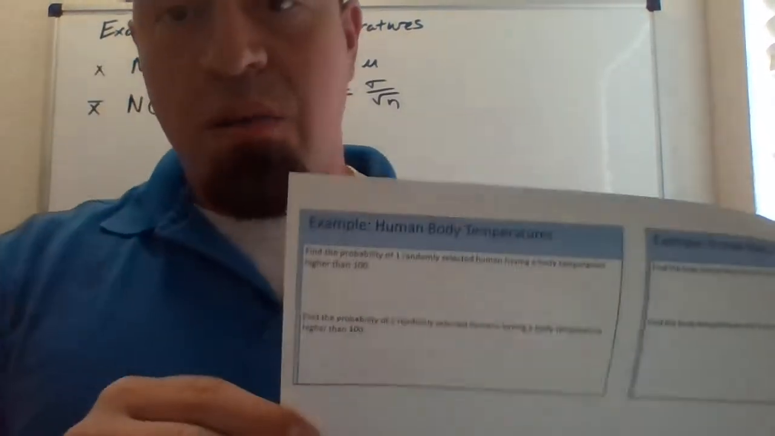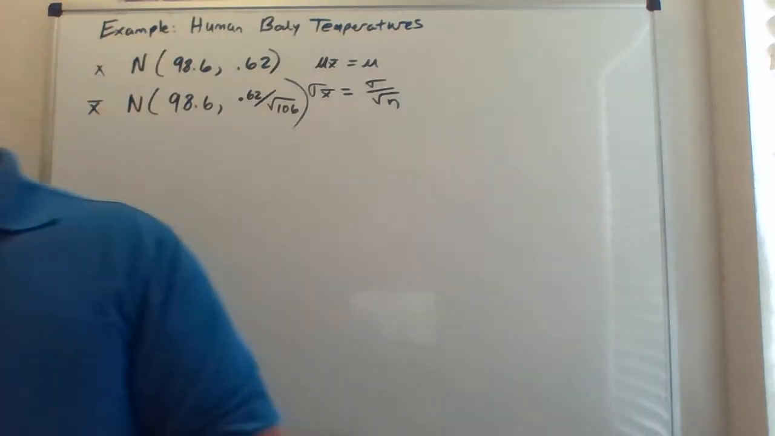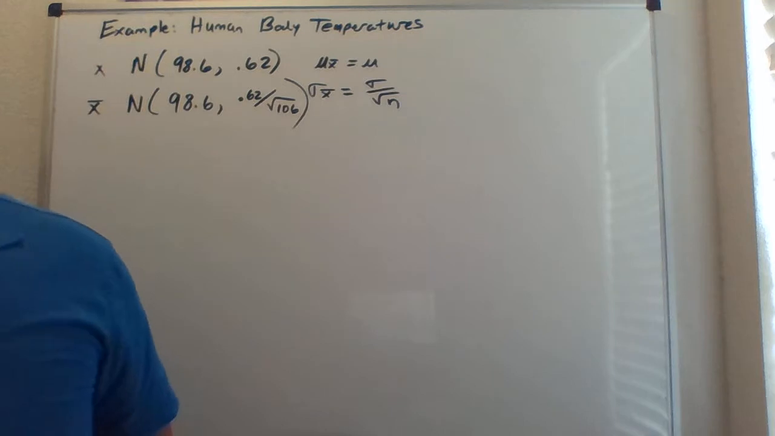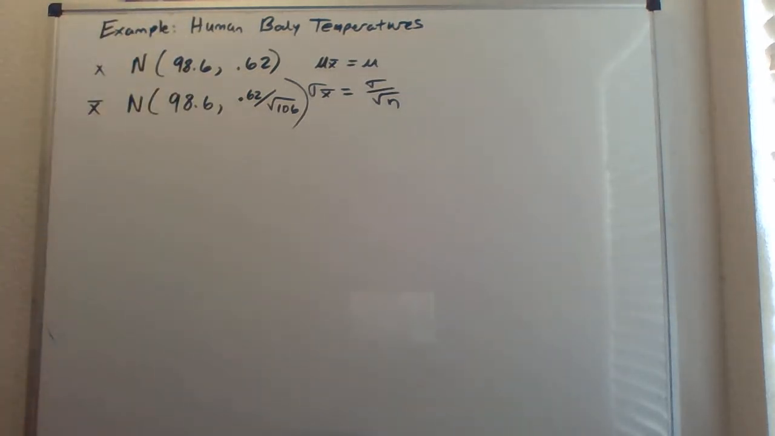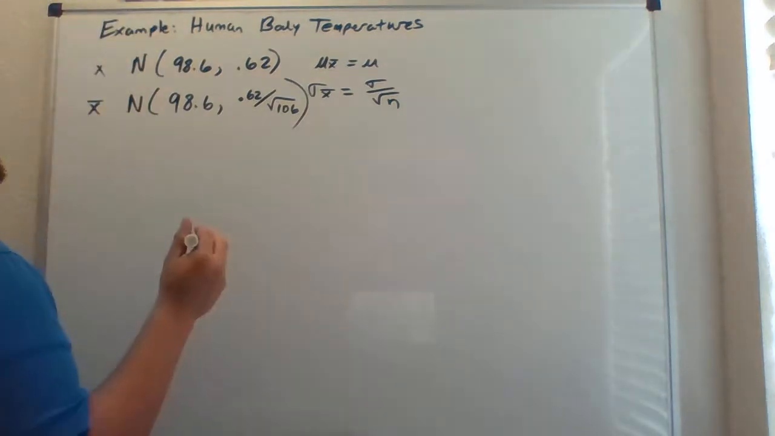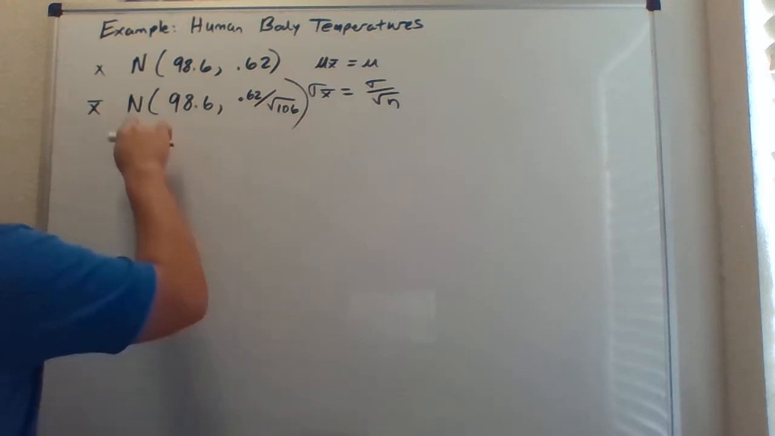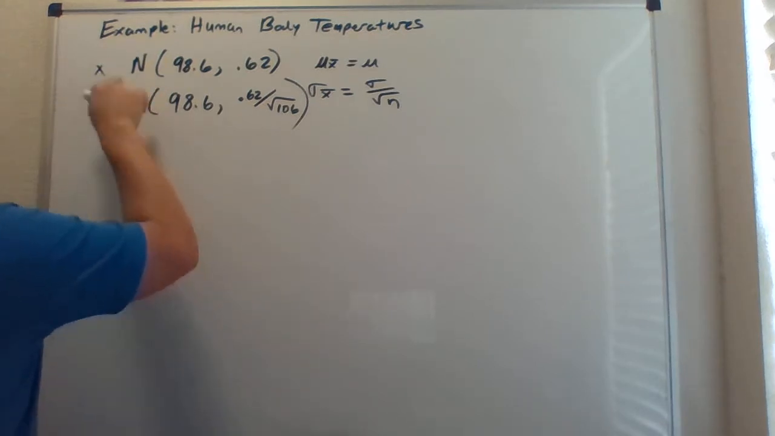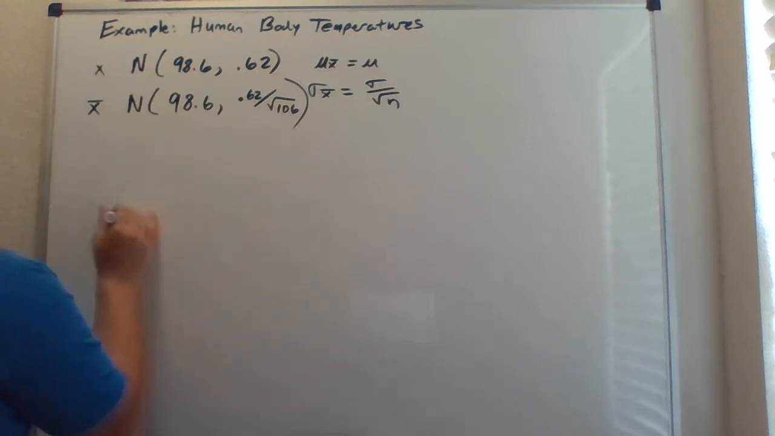Okay. So now I'm on this slide. So we're going to find the probability of one randomly selected human having a body temperature higher than 100. So 100 degrees is pretty high. So we're going to assume it's 1, right? So which one are we going to use? X or X bar? Well, this is with 1. So we're going to use X. So we're going to use that distribution.